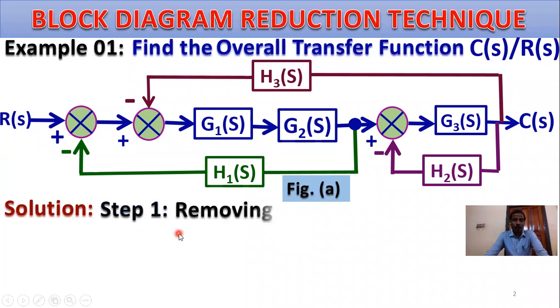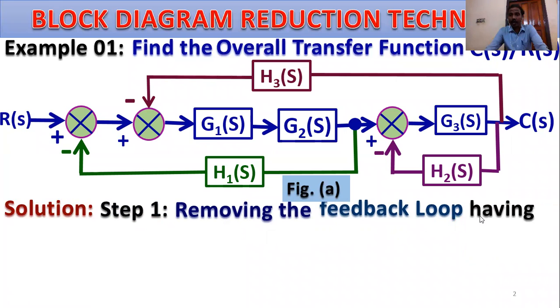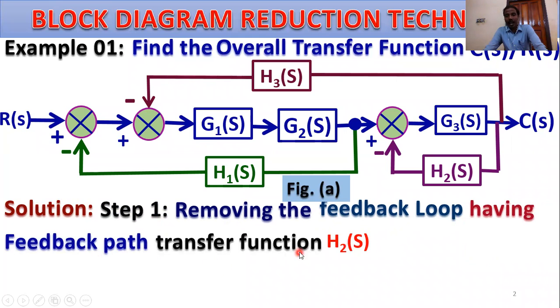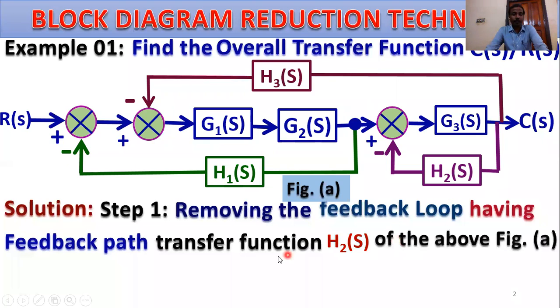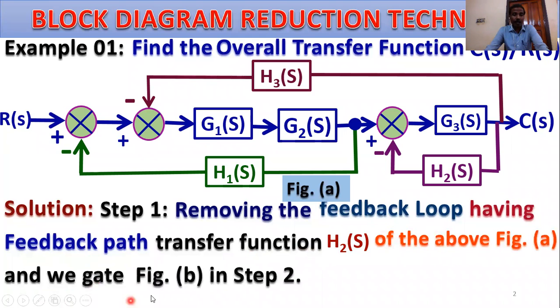So solution. Step 1, removing the feedback loop. Removing the feedback loop having feedback path transfer function H2 of S. That means this is the feedback path transfer function H2 of S, and this is the loop being removed. Removing the feedback path transfer function H2 of S from the above figure A, we get figure B in step 2.